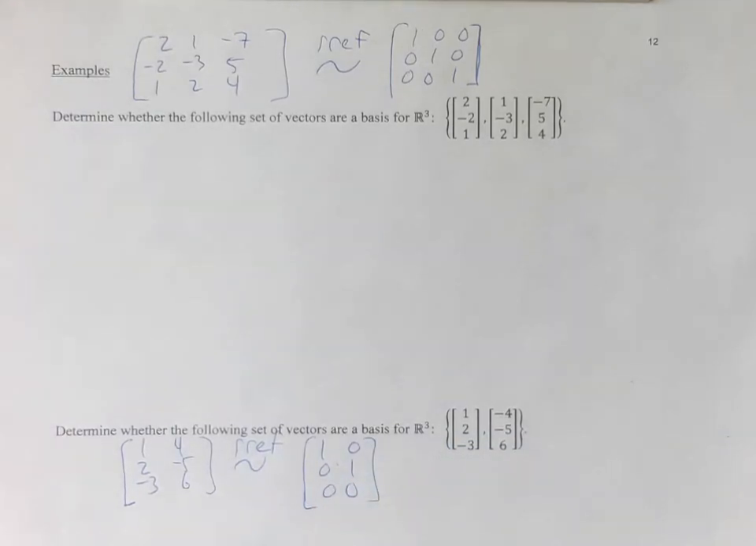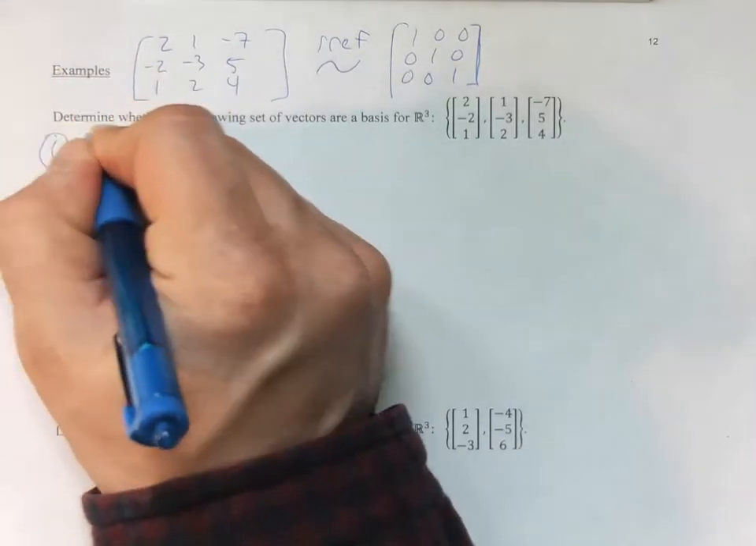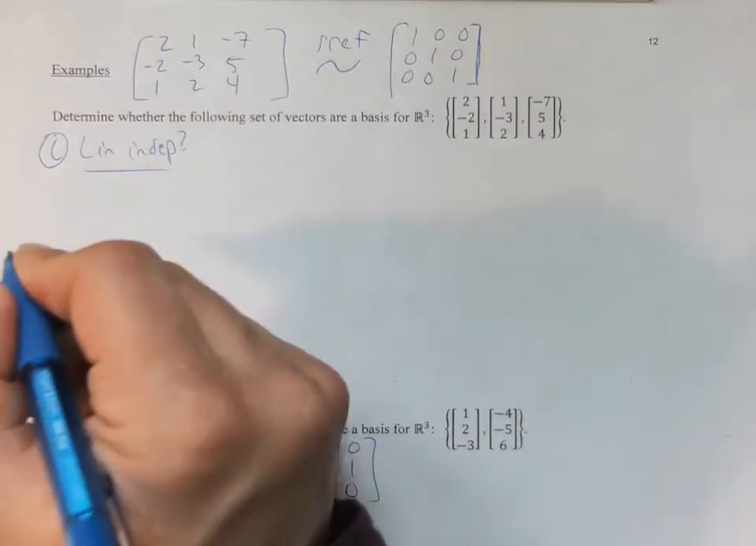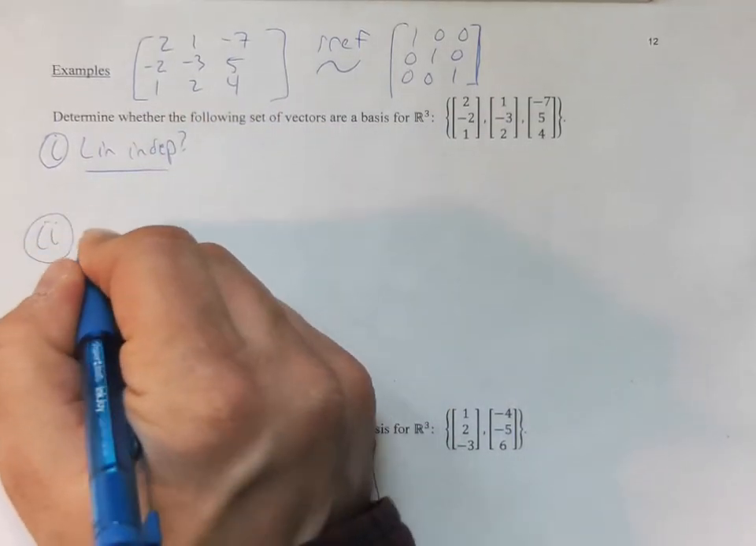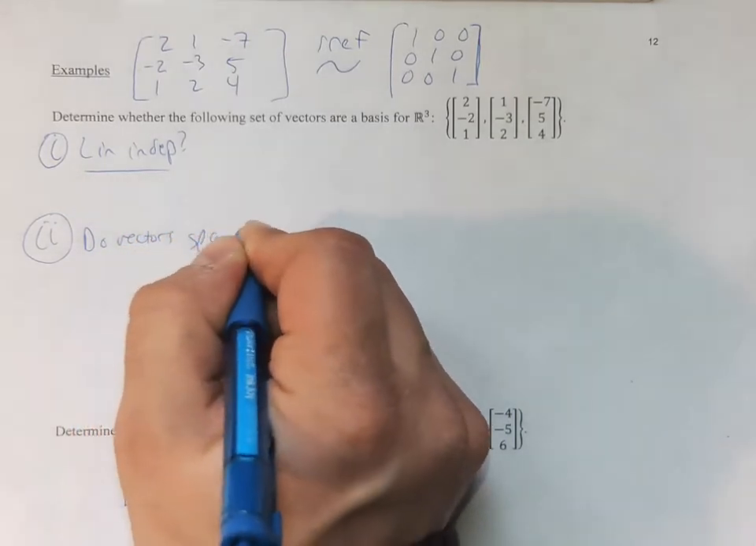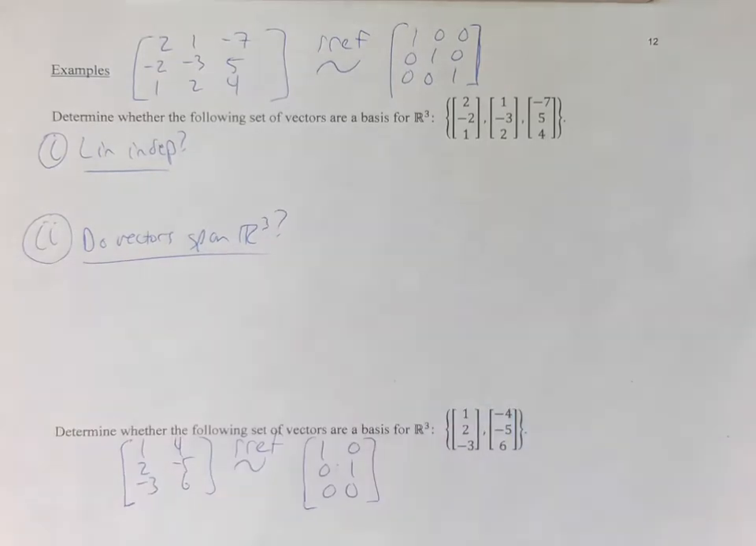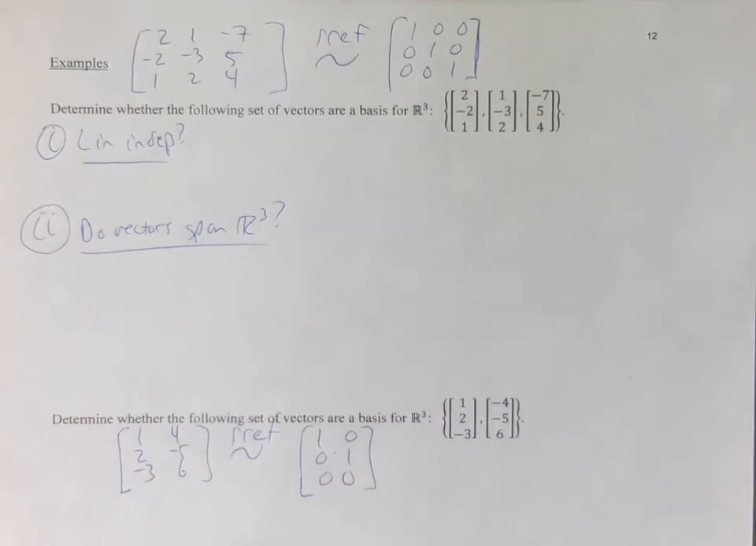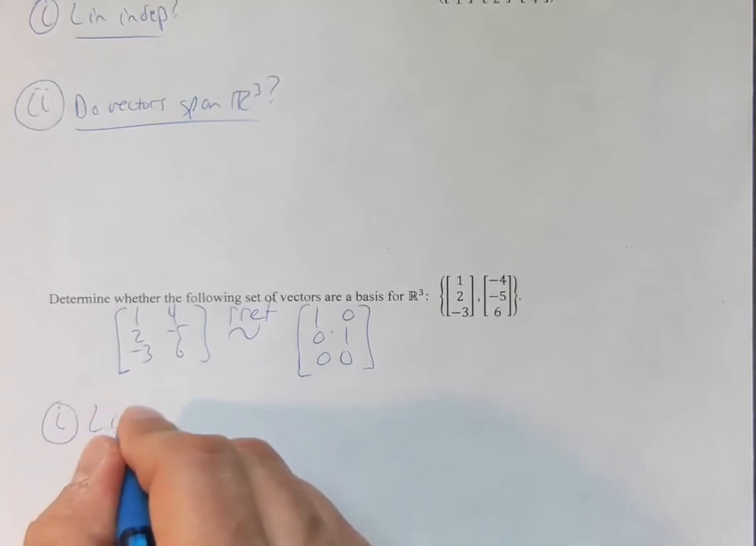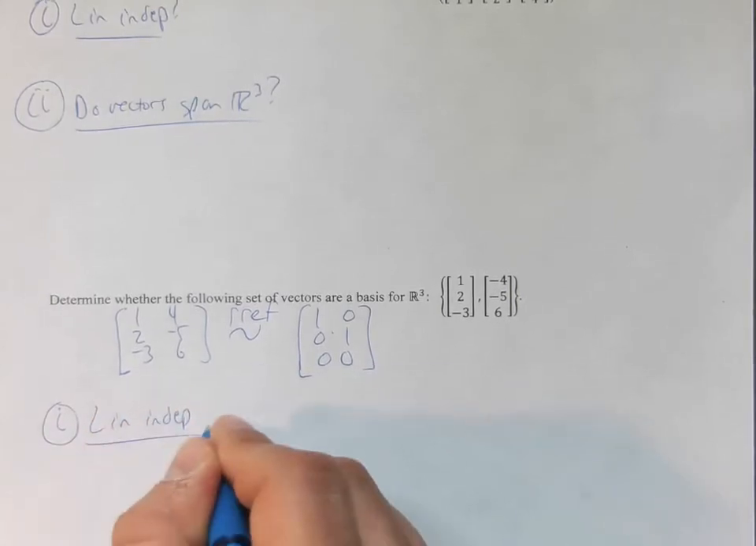Okay. And so the question for both these is, is it a basis for R3? In both cases, you want to be thinking, are these vectors linearly independent? And then the second thing you should be thinking is, do the vectors span R3? In both cases, we should be thinking that. So I'm just going to write that down. You should pause the video and think about that right now.